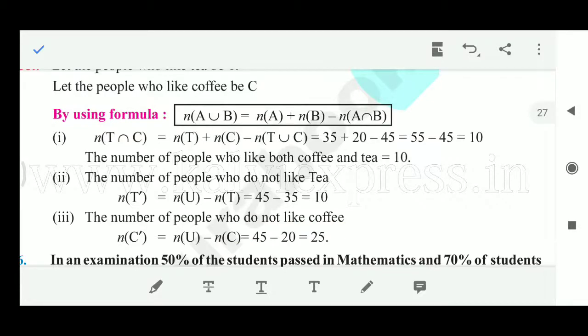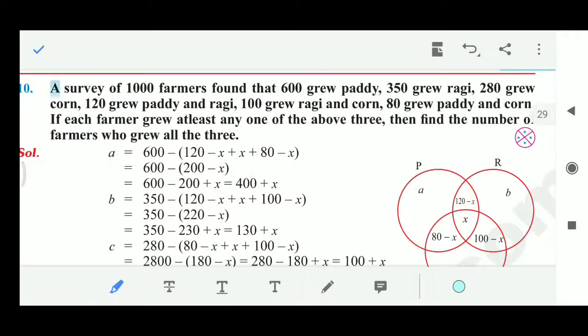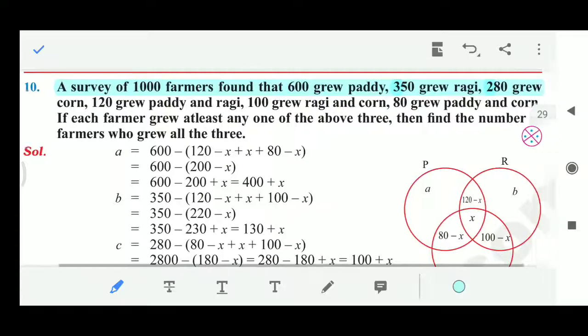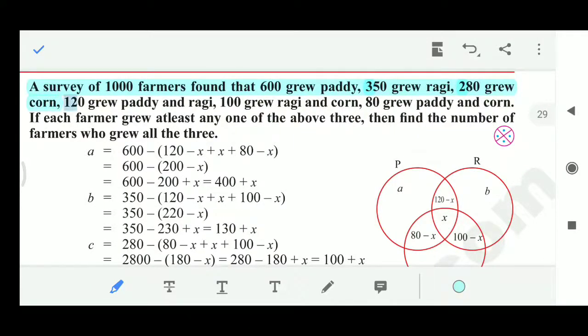Next, the 10th sum from exercise 1.6. A survey of 1000 farmers found that 600 grew paddy, 350 grew ragi, 250 grew corn, 120 grew paddy and ragi, 100 grew ragi and corn, 80 grew paddy and corn. If each farmer grew at least one of the above three, then find the number of farmers who grew all the three. Here all the three means you have to find the intersection of three sets.